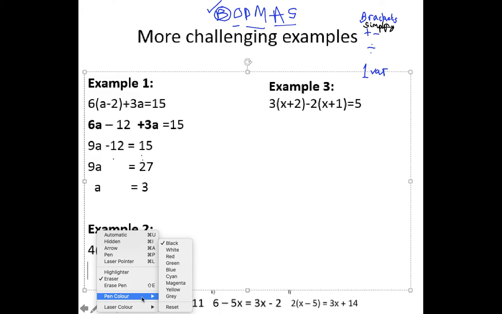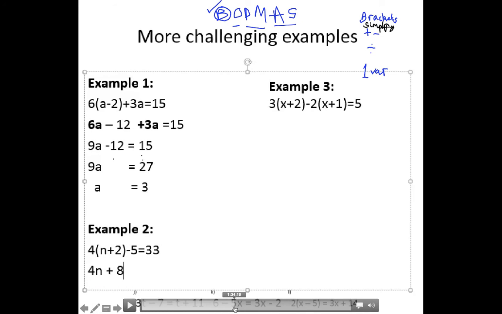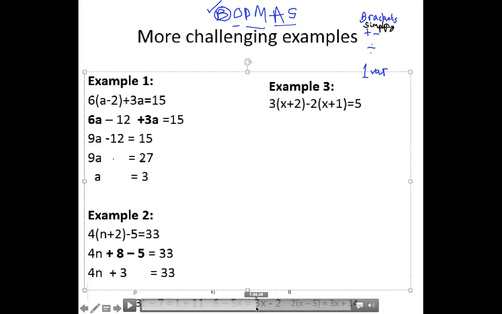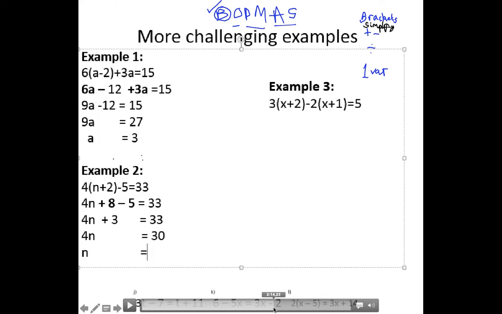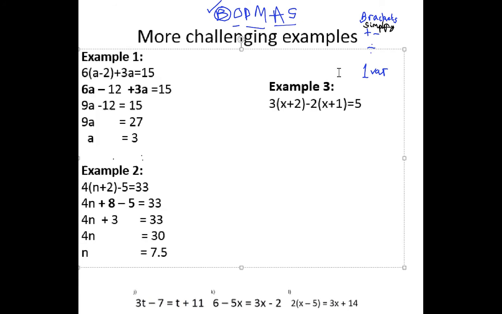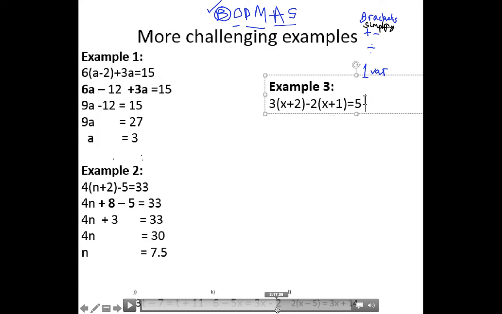So let's have a look at this. To expand the brackets, we're going to get 4 times n is 4n, 4 times 2 is 8, 8 minus 5 is going to be like that. And this time we simplified just the numbers. So the 8 minus 5 gets simplified to 3. And then to get the 4n on its own, we need to eliminate it by minusing 3 from both sides. And then finally, to get n on its own, we are going to divide by 4. Now, this answer is different. Think about why it's different. Great. Hopefully you realise this is a decimal, but this is absolutely possible with these kind of questions.